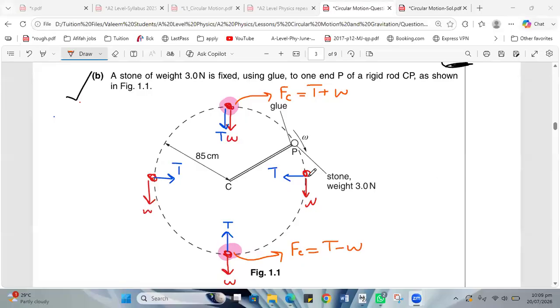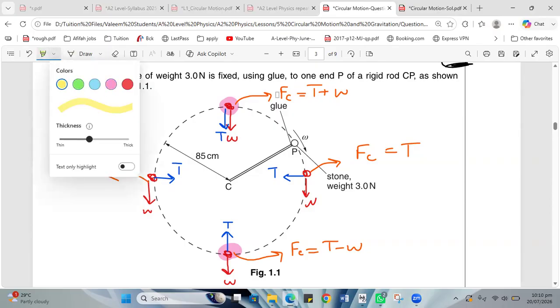Let's go to 9 o'clock and 3 o'clock. Centripetal force is just equal to tension. Centripetal force has nothing to do with weight over here, because the weight is not even acting towards the center of the circle. It's in a completely different orientation, perpendicular to the force, so we do not consider it at all. Similarly over here also, centripetal force equals tension. Now, these two, 12 o'clock and 6 o'clock, give you different equations.